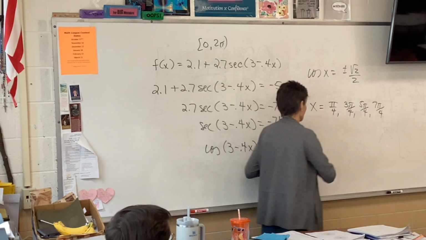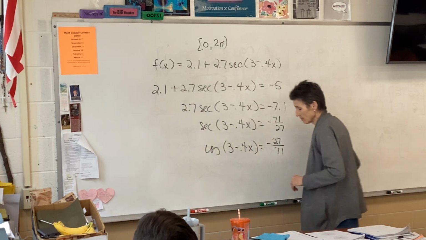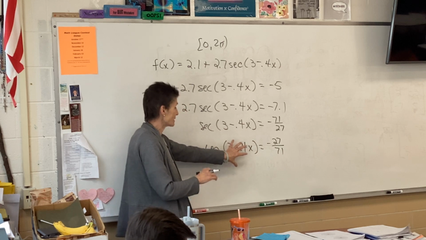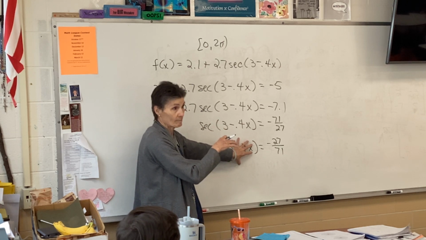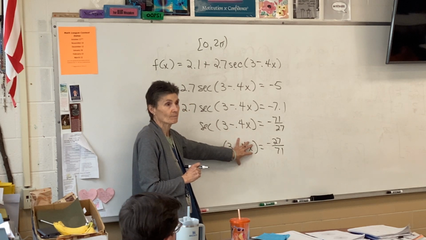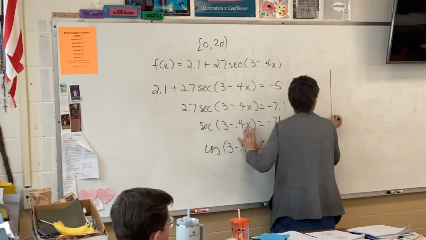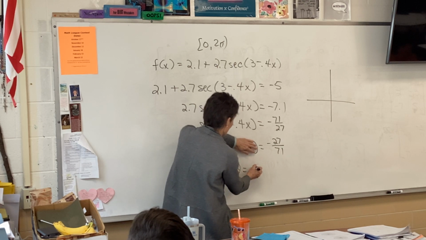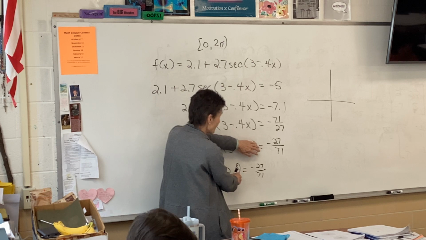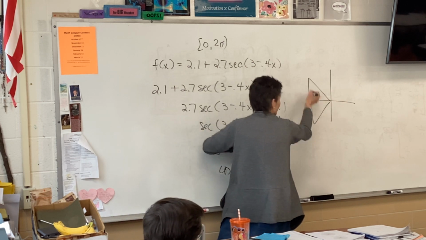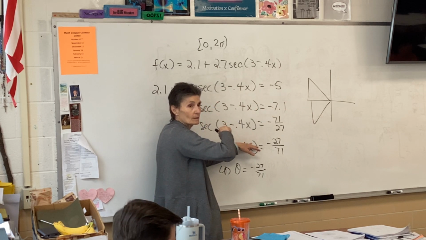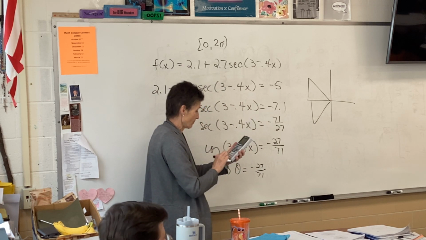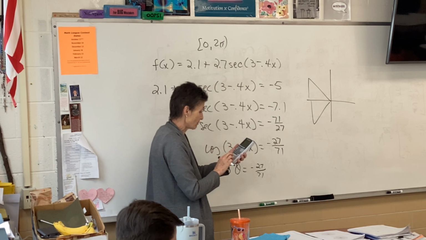Does that seem okay? Is everybody with the program here? Okay, now what is this saying? I know this is kind of confusing, but doesn't it literally say the cosine of something is negative 27.71? So the something, whatever it is, think of that as like a theta. The cosine of theta is negative 27.71. Doesn't that angle have to be over here somewhere on that part of the circle? I don't know what that angle is, but I'm going to figure it out by doing second cosine negative 27.71.